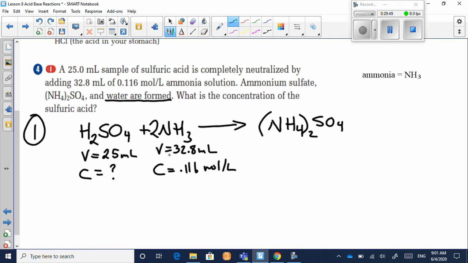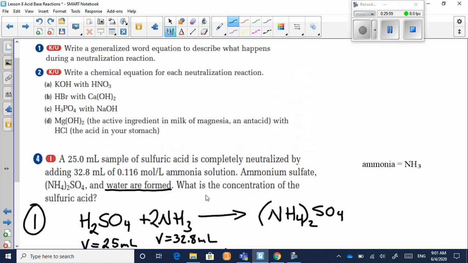You've done step number 1 of stoichiometry. Now you need to do step 2, convert to moles. Step number 3, do a mole ratio. And then step 4, convert back. And so I think you're ready to go on that one. Okay, good luck with that, you guys. Let me know if you have any questions.